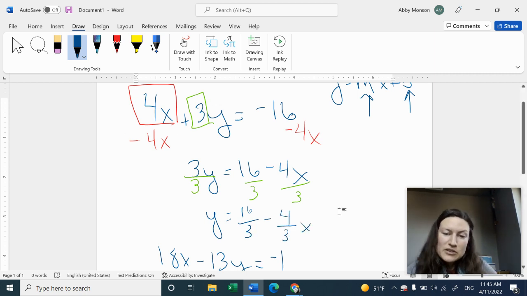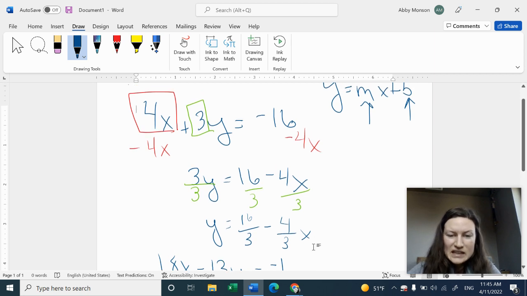Now this is in slope-intercept form. It has the x as the second part and the b as the first part, but this still works. You could also write it as y equals negative 4/3 x plus 16 over 3.